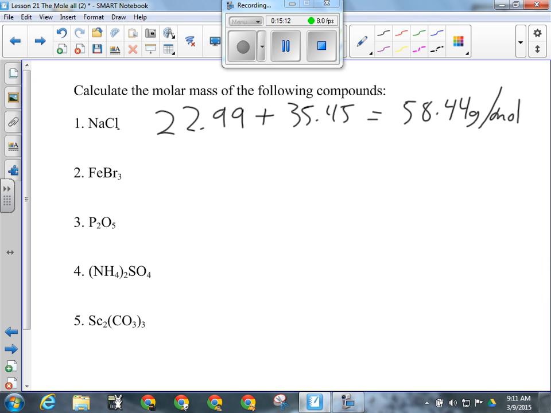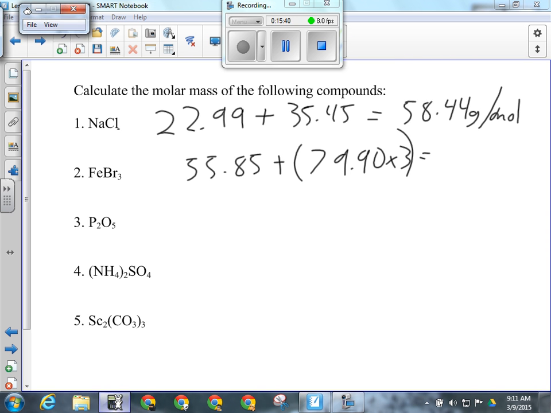Okay, for number 2, I've got iron 3 bromide. So for iron, we're looking at, what is it, 58 point something? 55.85, okay. And there's only one iron, but there's 3 bromine, and bromine's what, 79.90? So 79.90 times 3. I'm not going to do that one in my head.